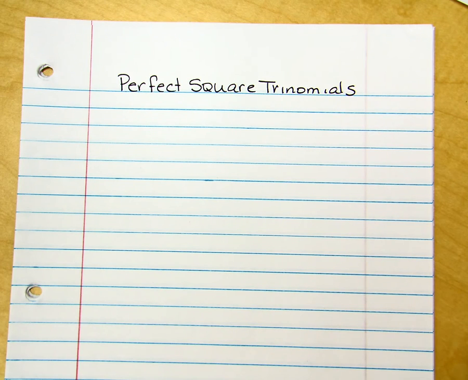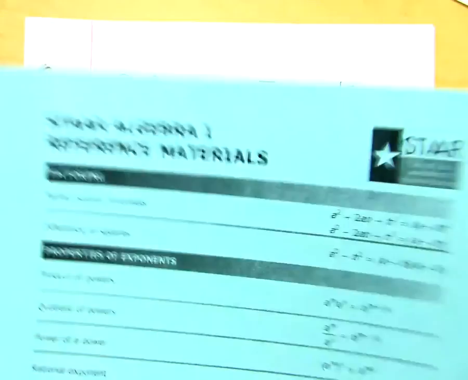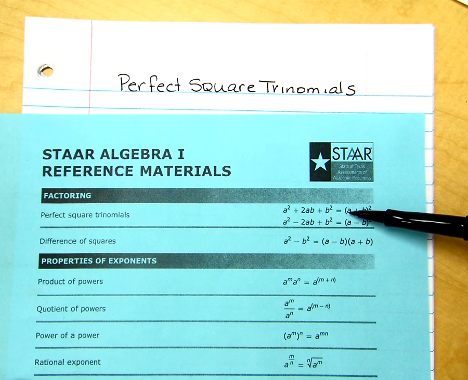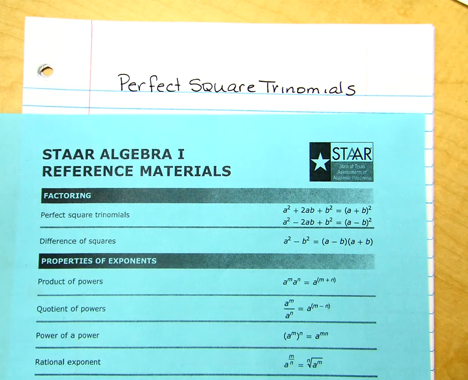Hello students, in this video we will be looking at perfect square trinomials. On your formula chart we have two cases of perfect square trinomials. When we have two things being added and that quantity is being squared, it gives us a perfect square trinomial.